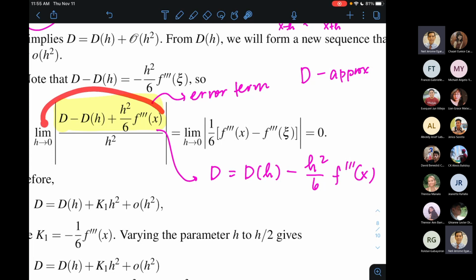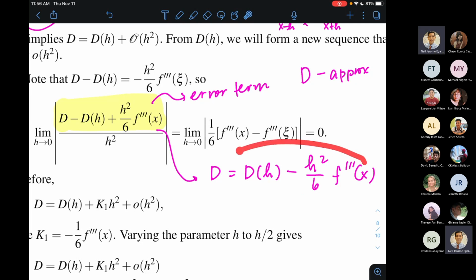Okay? So, from here, dapat, ito yung actual. Kung ano man yung minus natin, ito dapat yung approximation natin. Right? Para siya yung maging error term talaga. So, that means D of h must be equal to D_h minus h squared over 6 times f triple prime of x. Ito yung gusto nating approximate.